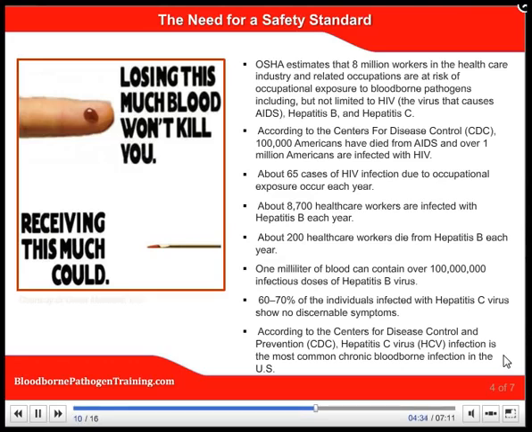About 8,700 healthcare workers are infected with hepatitis B each year. About 200 healthcare workers die from hepatitis B each year. 1 milliliter of blood can contain over 100 million infectious doses of hepatitis B virus. 60 to 70% of the individuals infected with hepatitis C virus show no discernible symptoms. According to the Centers for Disease Control and Prevention, hepatitis C virus infection is the most common chronic bloodborne infection in the U.S.